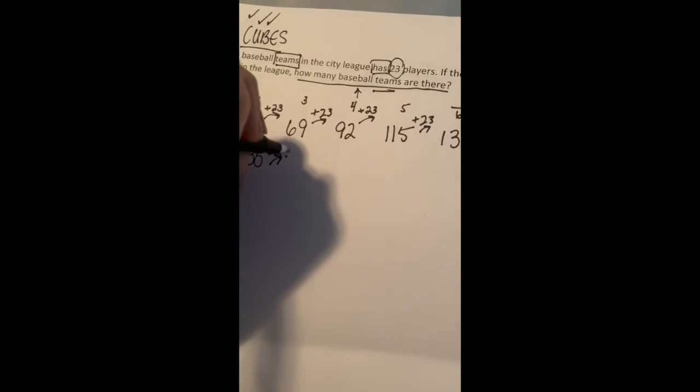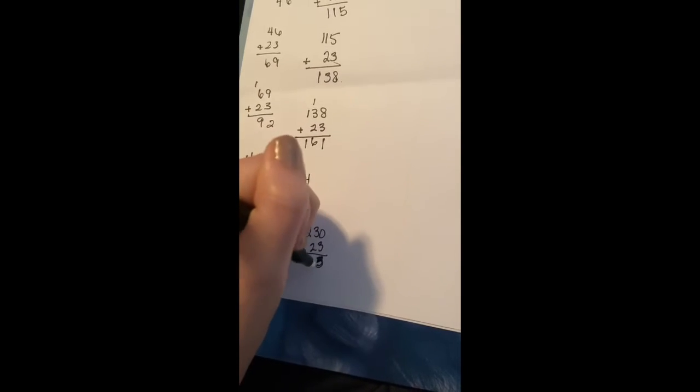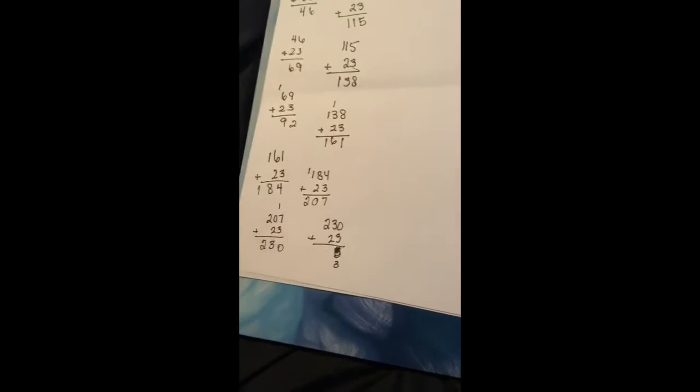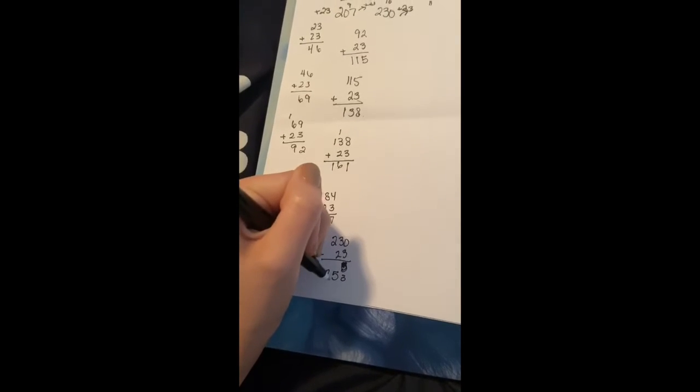Add another 23 to give me 11 teams. That would be 230 plus 23. 3 plus nothing is 3. 3 plus 2 equals 5, and 2 plus nothing gives you 2. 253. 253 for 11 teams. Need to keep going. We're almost there though.